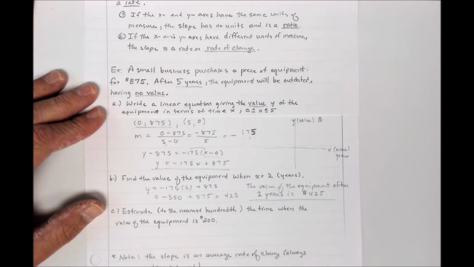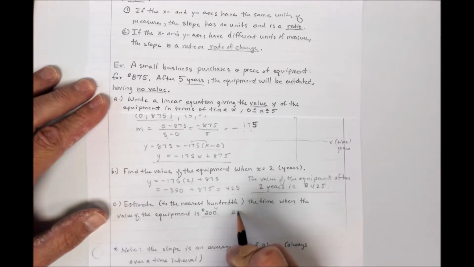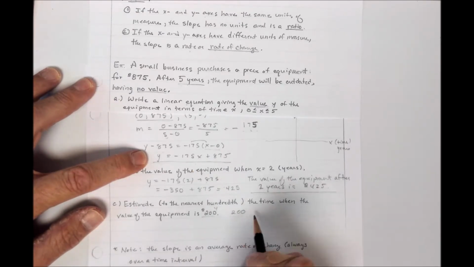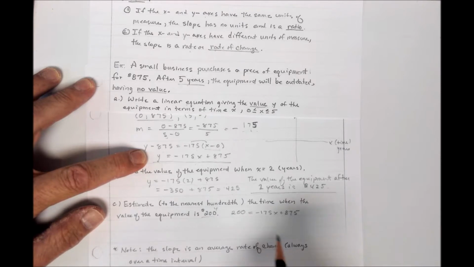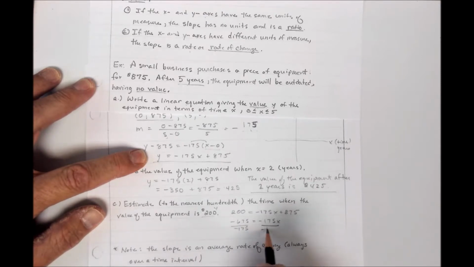Now it says estimate to the nearest hundredth the time when the value of the equipment is $200. Well, this time this is the value, this is y. So I plug 200 into my equation from part A. Can you still see that? Hopefully you can. And that equals negative 175x plus 875. I subtract 875 from both sides, I get negative 675 is equal to negative 175x. Divide both sides by negative 175. I do get a positive amount, so that makes sense, positive time.